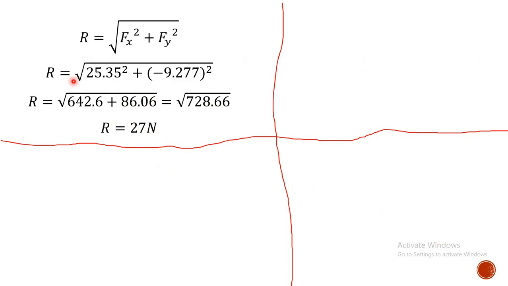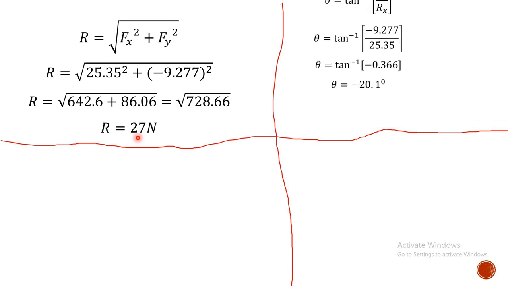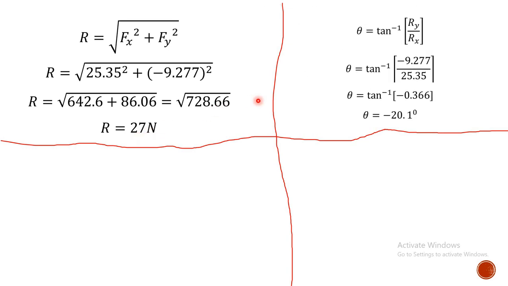So using the formula, when you take the square root of the square of the horizontal component added to the square of the vertical component, you get the resultant of all those forces. So the resultant of all the forces given in the question is 27 Newton. Then to get the direction, remember the formula, theta is equal to tan inverse of Ry over Rx.